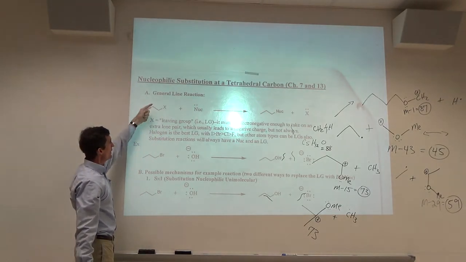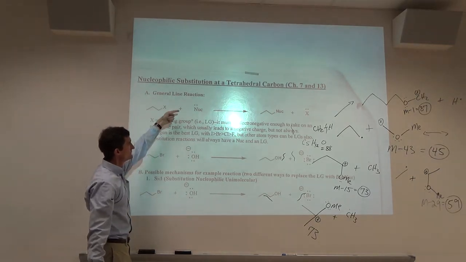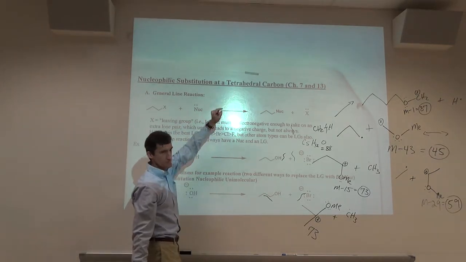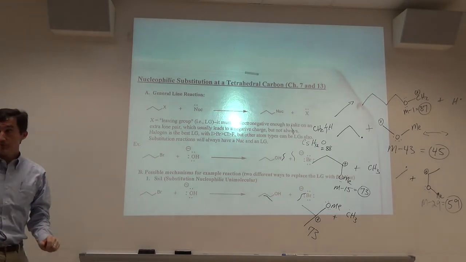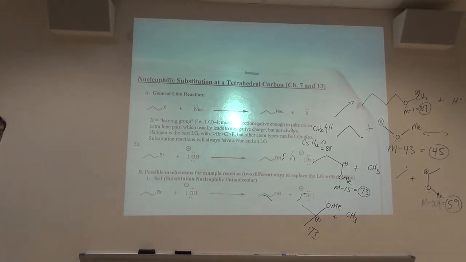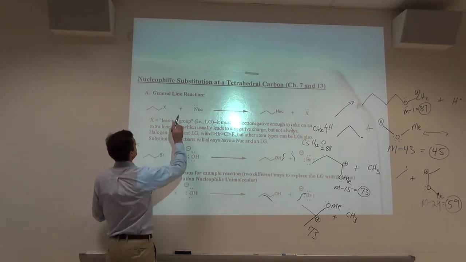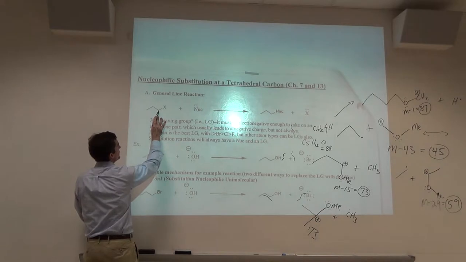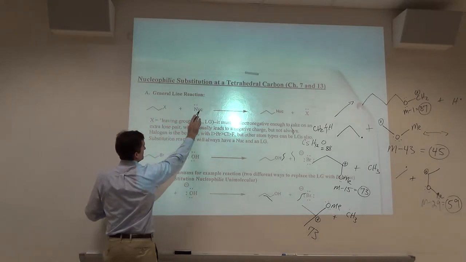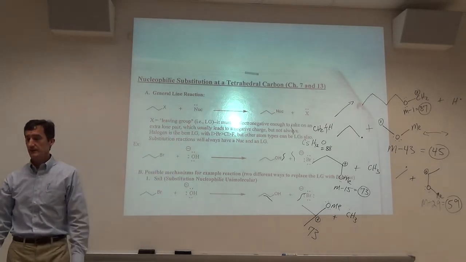The leaving group is on what type of carbon? Tetrahedral, and no other type. If it's on a trigonal planar carbon, you cannot do this chemistry. Okay? We do the substitution at a tetrahedral carbon. The leaving group is replaced by generally what we call a nucleophile.